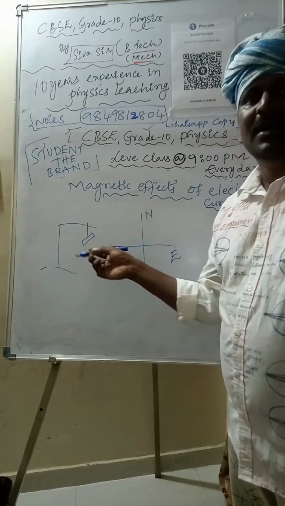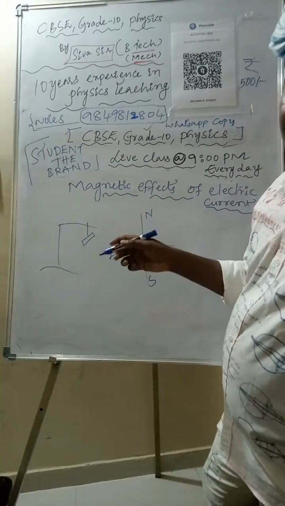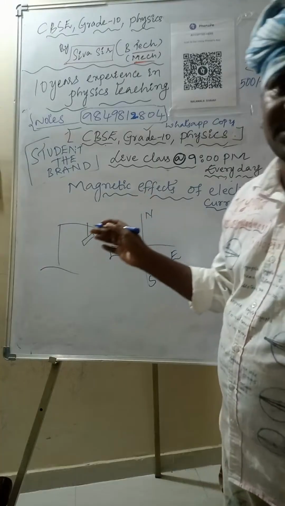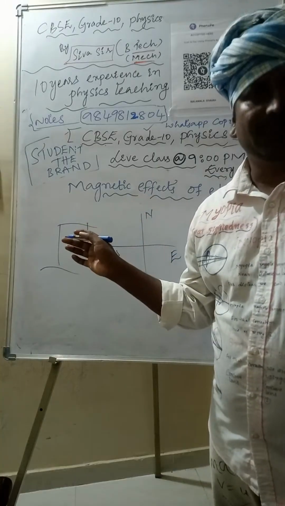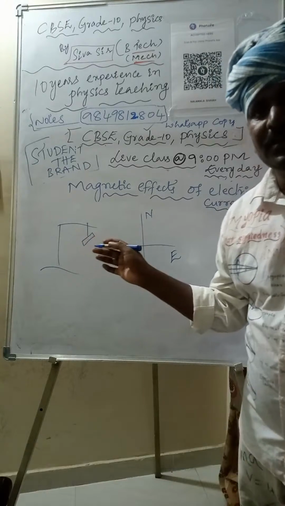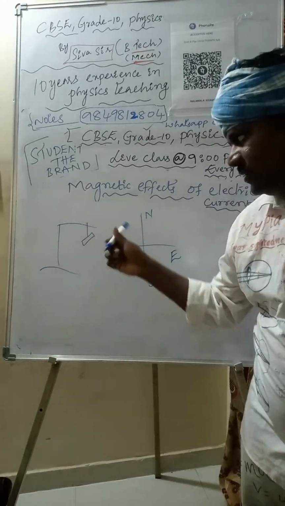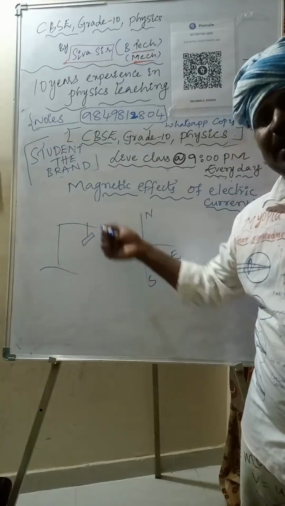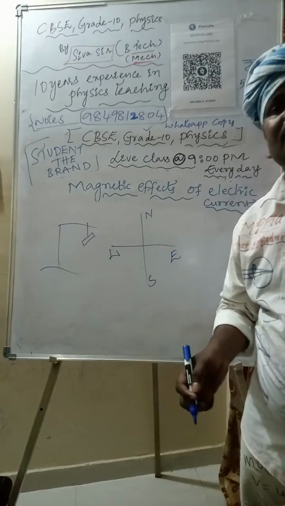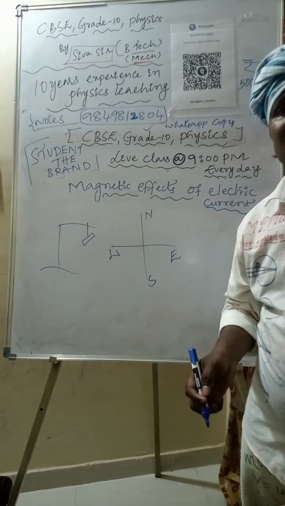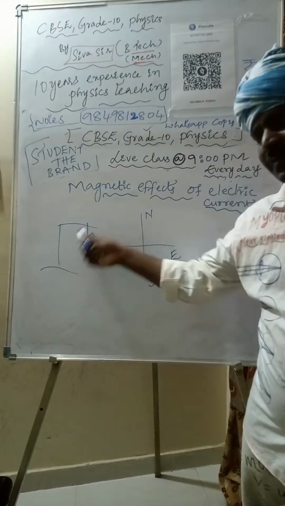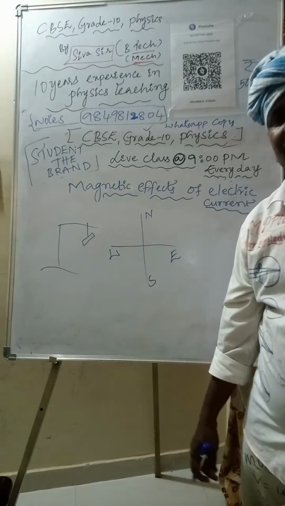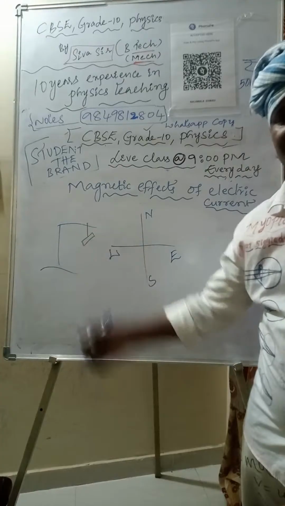It won't show exactly north and south; it shows somewhat tilted. Still, we can observe north and south, and by that we can identify the north and south directions. That's enough about the magnet, the north pole and south pole, and that is about a directive property.